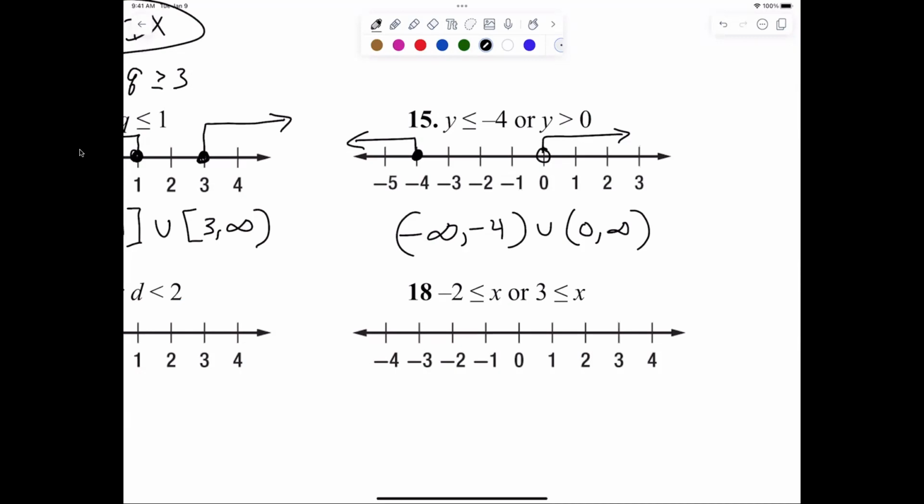Don't you need a bracket? Yeah, of course. She forgot the brackets. Can't expect her to be right all the time, right? All right, thank you. Anybody have any questions with that?